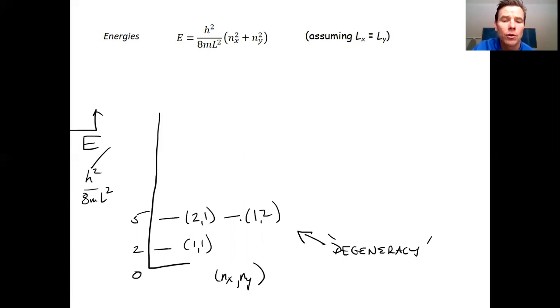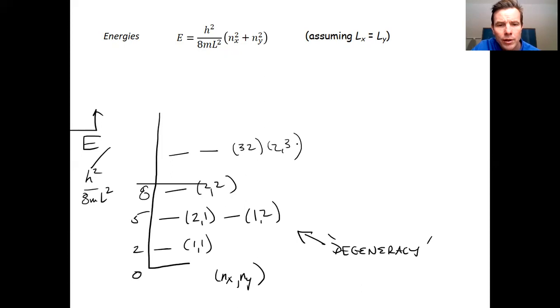These keep going. So let's see, this was 2, 1. I guess the next one would be 2, 2. That would be 8 energy units. The next one would be, actually, 3, 1 and 1, 3. It would be 10 energy units. So on, and so on.